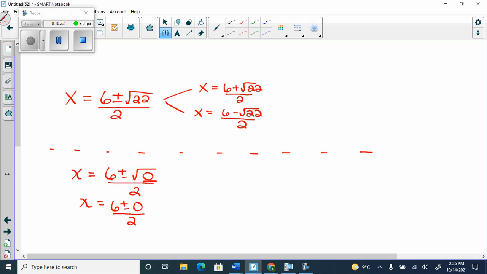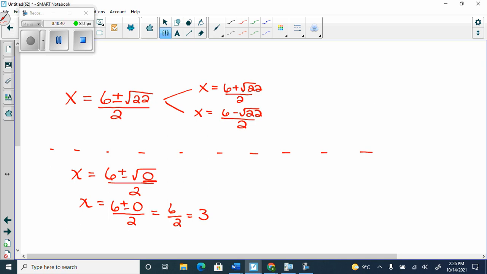What does adding and subtracting a 0 do? Absolutely nothing. So my answer would be 6 over 2, which is 3. So how many x-intercepts do I get when what's underneath that square root is a 0? I get 1, because I add a 0, I subtract a 0, it does nothing. I get 1 answer. We agree?